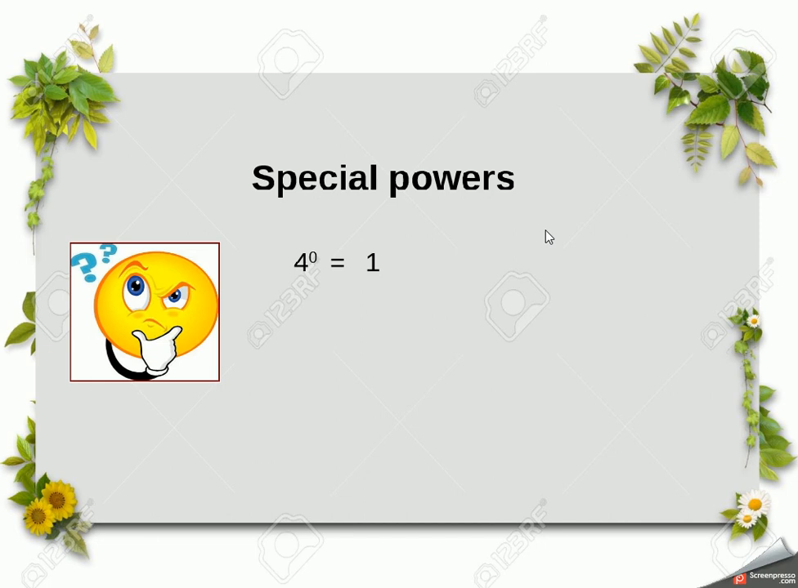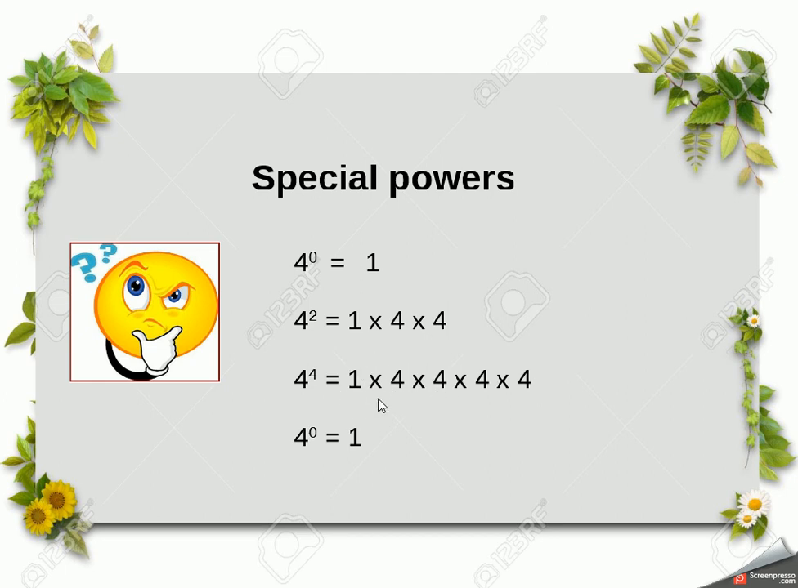Now, like I said earlier, it's a little bit more complicated than just saying the number appears 3 times if it's the power of 3 or 6 times if it's the power of 6. Because what we're actually doing is multiplying the number 1 by the number the number of times that the power shows. So 4 to the power of 2 is actually 1 times 4 times 4. We've multiplied 1 by 4 twice. 4 to the power of 4 is 1 times 4 times 4 times 4 times 4 because we've multiplied 1 by 4 four times.